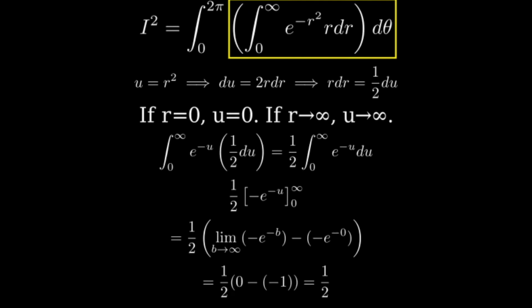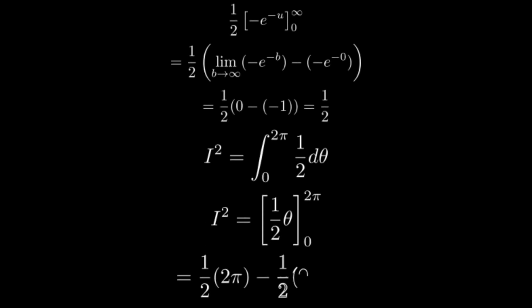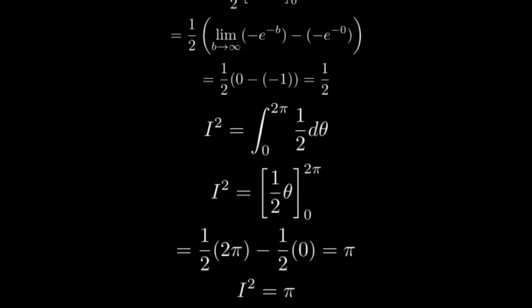Now we substitute this result back into our expression for I squared. We have I squared equals the integral from 0 to 2 pi of 1/2 d theta. Integrating 1/2 with respect to theta gives 1/2 theta. Evaluating this from 0 to 2 pi gives 1/2 times 2 pi minus 0, which equals pi. So we found that I squared equals pi.